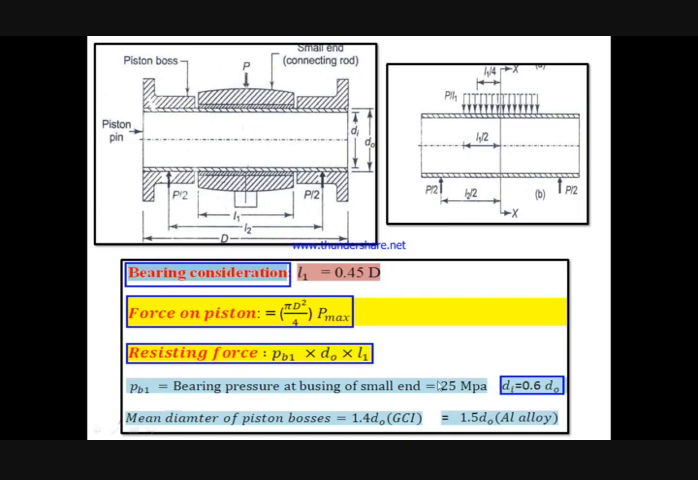Pb1 is approximately equal to 25 MPa, which we normally take. If we equate these two equations, we get the value of d0, the outer diameter of the piston pin, and the inner diameter of the piston pin is given by 0.6 times d0. That gives us the dimensions of the piston pin, inner diameter and outer diameter. Next, the mean diameter of the piston boss is given by 1.4 times d0 for grey cast iron and 1.5 times d0 for aluminium alloy.